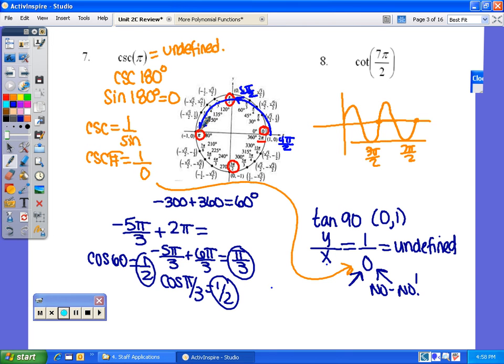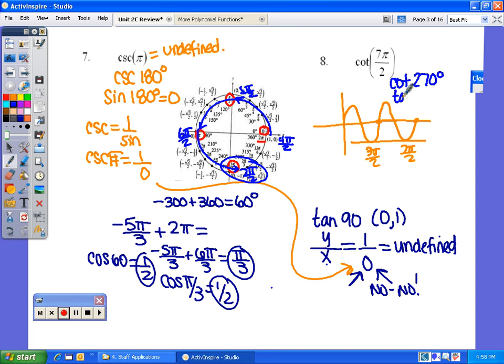Then 6 pi over 2, which is really 3 pi. Then 7 pi over 2. So 7 pi over 2 and 270 share the same value. Okay, so 7 pi over 2 is just a second rotation. So that means this is the same thing as the cotangent of 270.